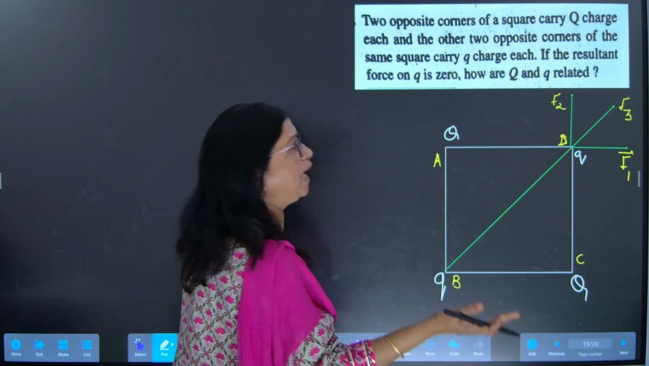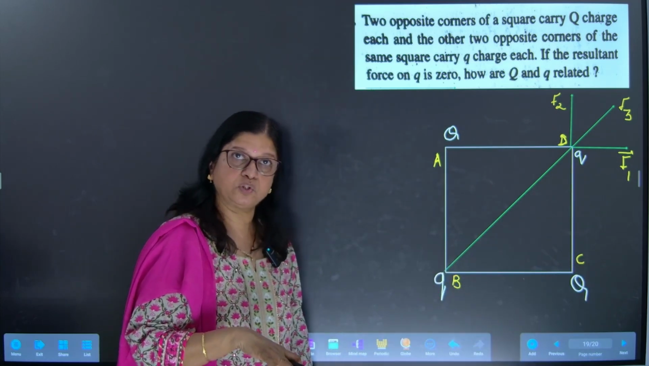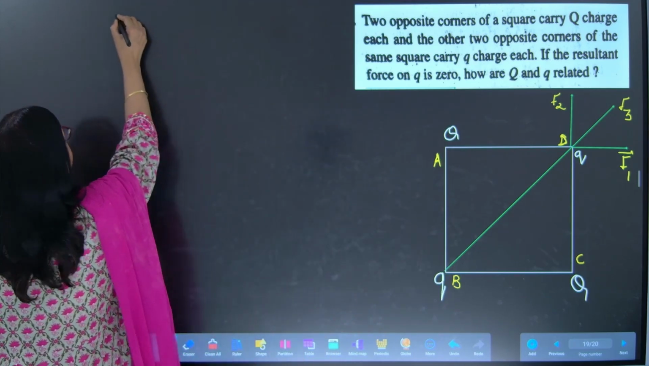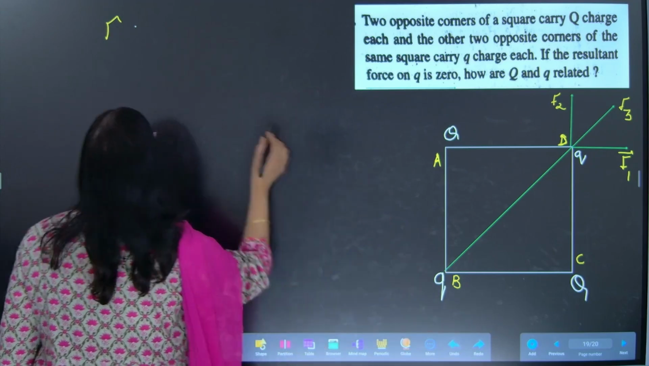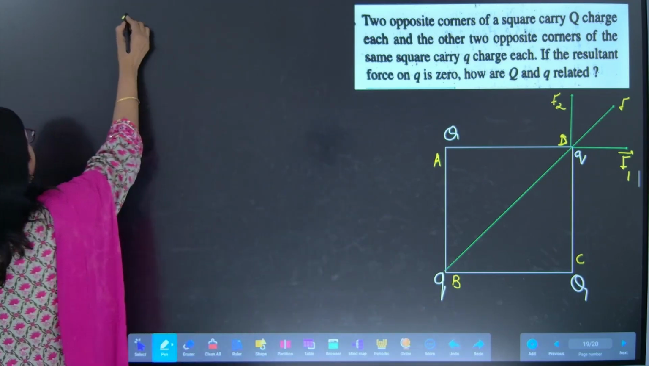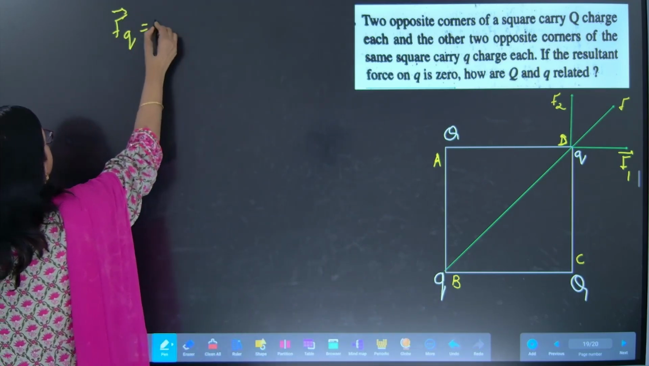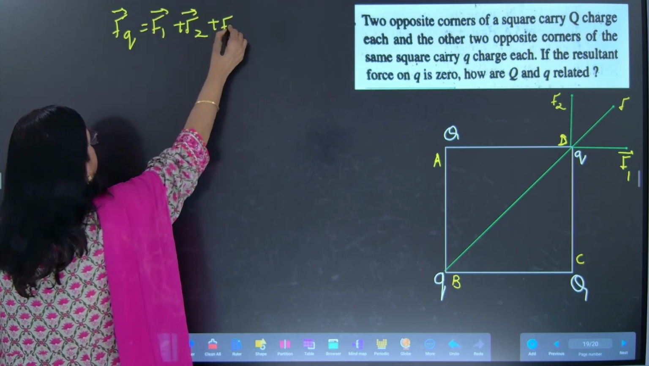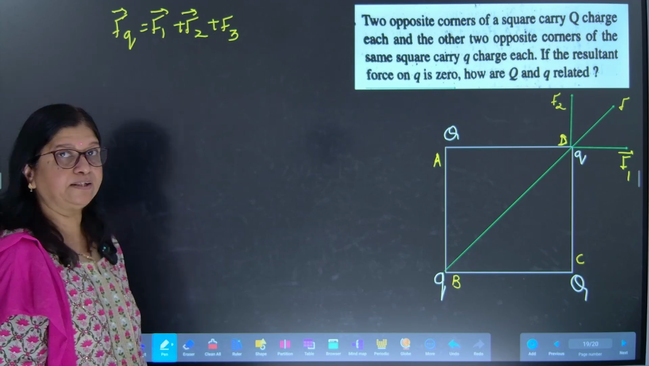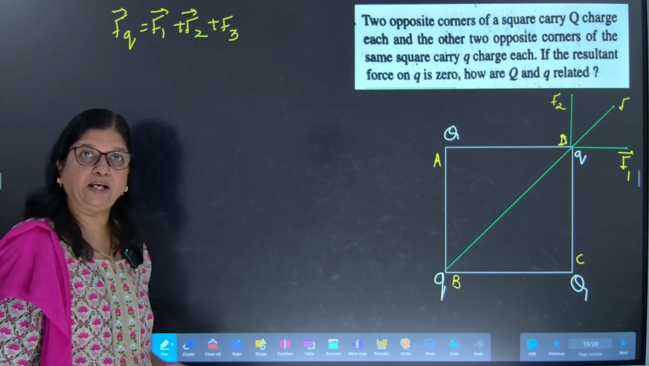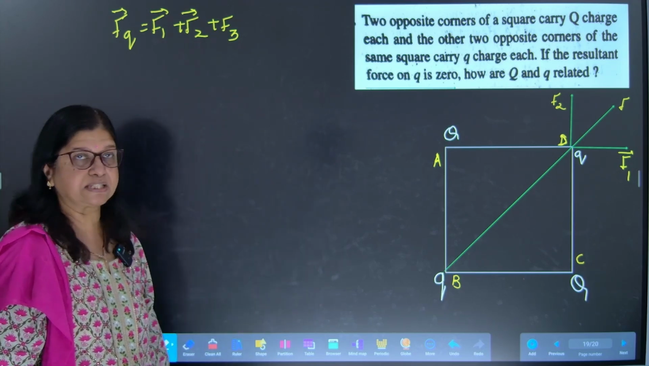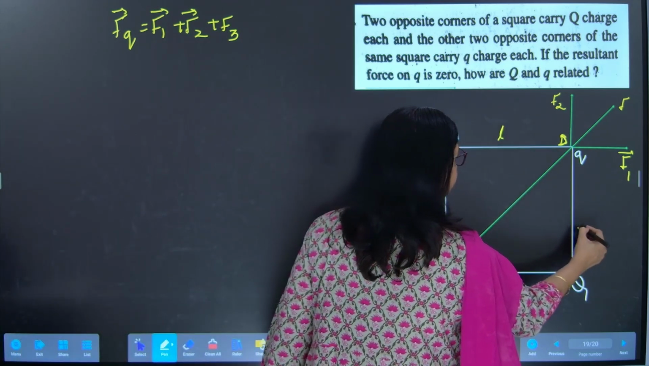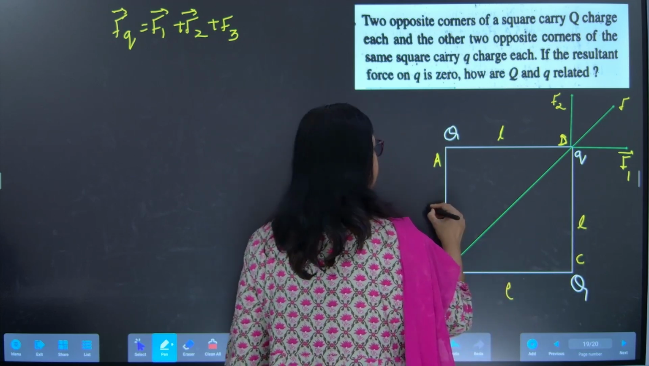Correct? So applying the principle of superposition, the force on Q can be written as FQ. FQ is equal to F1 plus F2 vector plus F3. Let us first find out their magnitudes. We already have the charges. To find out the magnitude, we must know the distance between these charges. So let us write the distance between these charges as L for this pair and L for this pair. The other pair is also L and the other pair is also L.